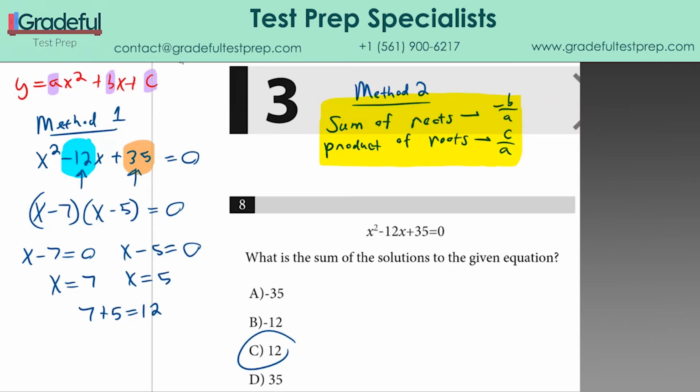So here, if we're being asked for the sum, we need to know that a is 1, it's the number in front of the x squared, b is minus 12, and c is 35. So the sum of the roots is going to be negative b over a, which is negative 12 over 1, so it's positive 12, and that is undeniably faster than finding the roots by the more conventional method. So a nice handy thing to keep in mind on your next SAT.